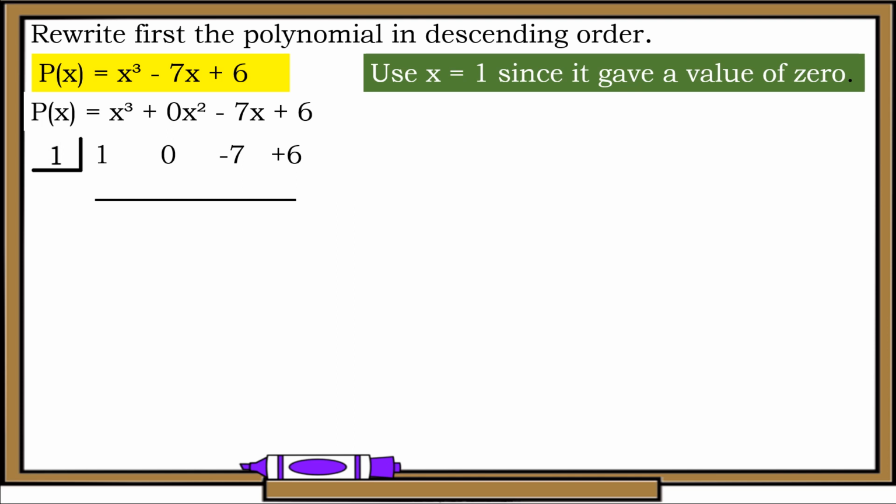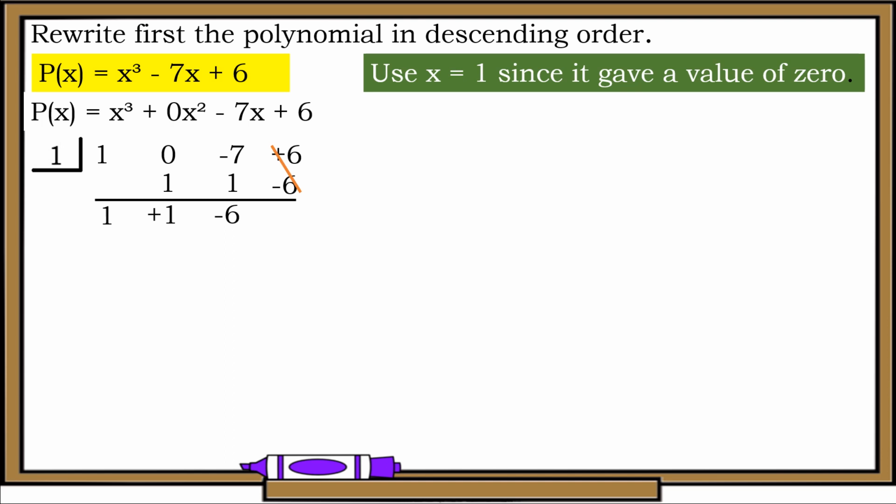Then, using synthetic division, bring down 1. 1 times 1, 1. Then, add 0 plus 1, positive 1. Then, positive 1 times 1, positive 1. Combine, negative 7 plus 1, we have negative 6. Multiply, negative 6 times 1 is negative 6. Pag inadd mo yung positive 6 at negative 6, that is 0. So, pag nag-0 yan, ibig sabihin, walang remainder.